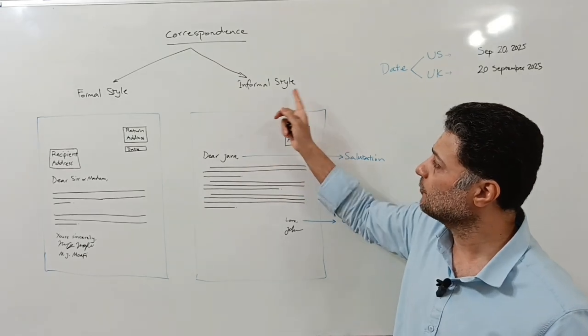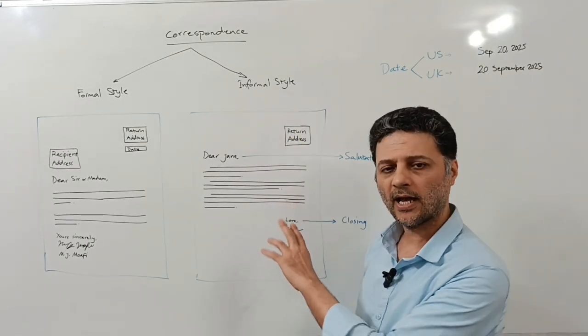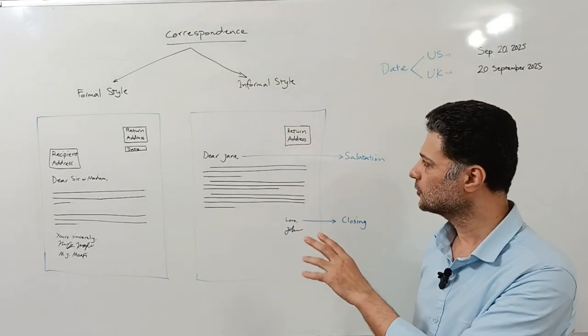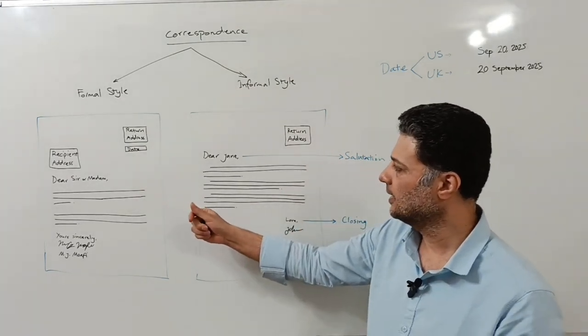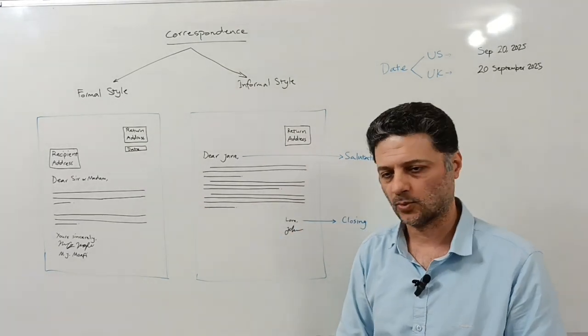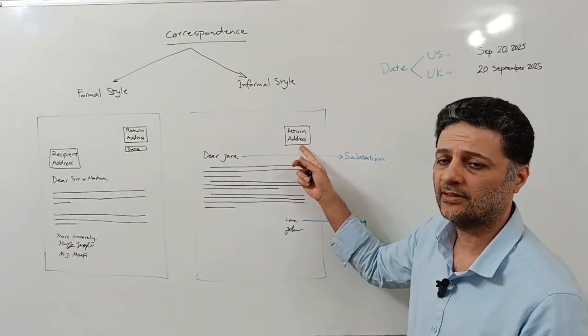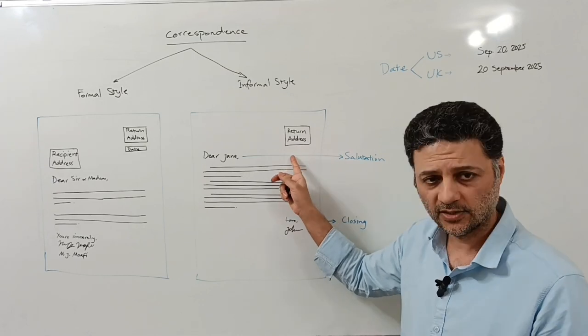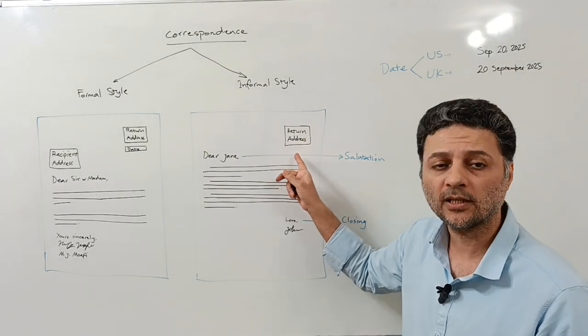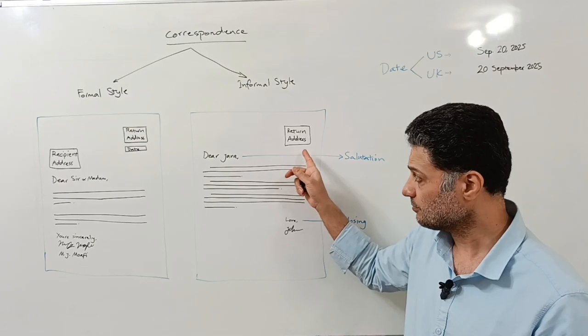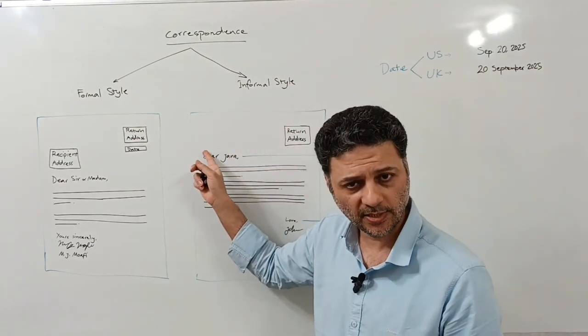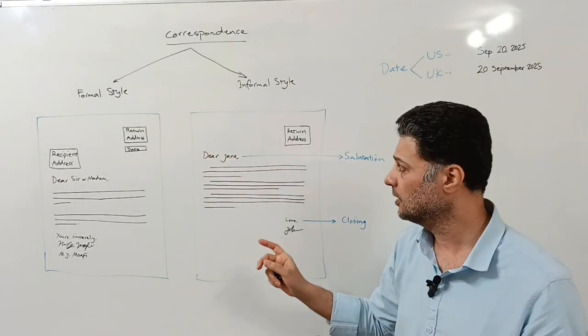So about the informal style, it looks somehow similar to the formal style, but there are some differences as well. Such as, for example, sometimes we put the return address here, no date, and sometimes there is a date, and sometimes you can even forget about the return address. Or you could put only the recipient address there. That's another option, all right?